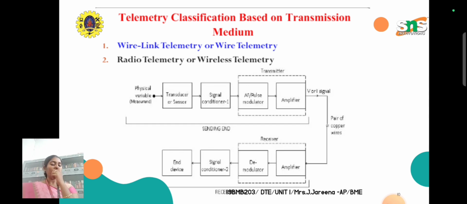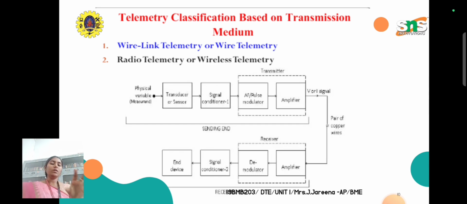Okay, so we know that we are going to transmit the signal from one destination to another destination, but based on which medium we are choosing, there are two types. Based on the transmission medium we have two types. One is wire based, another one is wireless. One is wireline telemetry, or you can say wire telemetry, another one is radio telemetry or wireless telemetry.